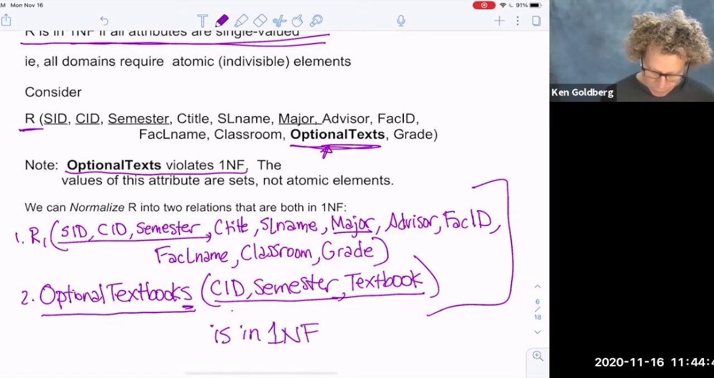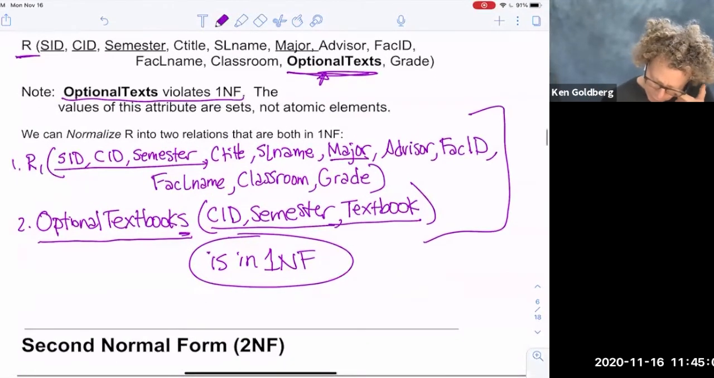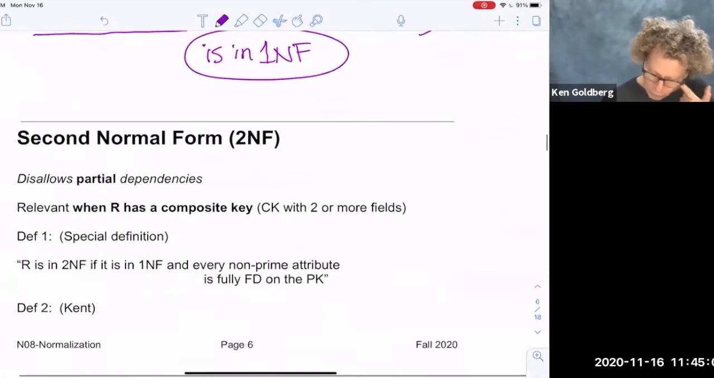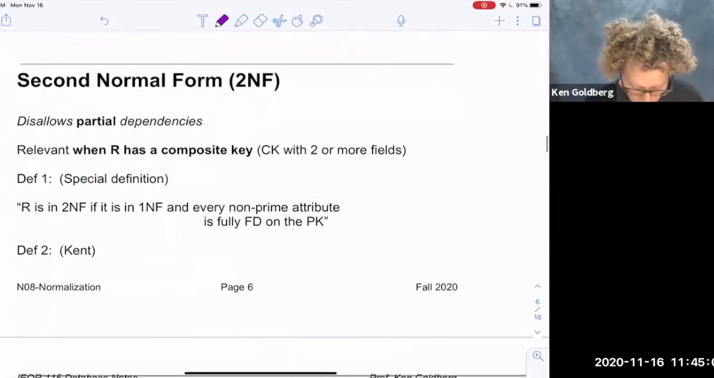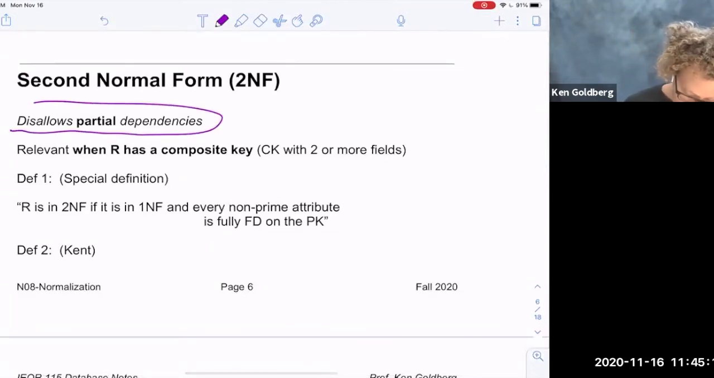1NF, first normal form, because it doesn't contain any multi-valued attributes. All right, so we've just performed our first example of normalization on a relation. Now we're going to go further into second normal form. And second normal form is where we're going to disallow partial dependencies.